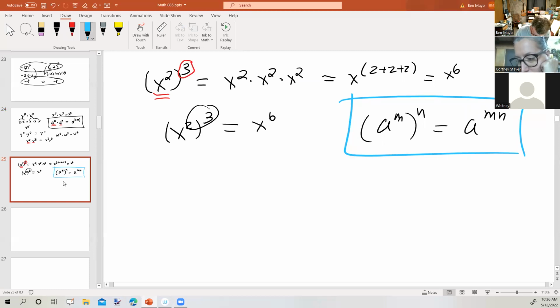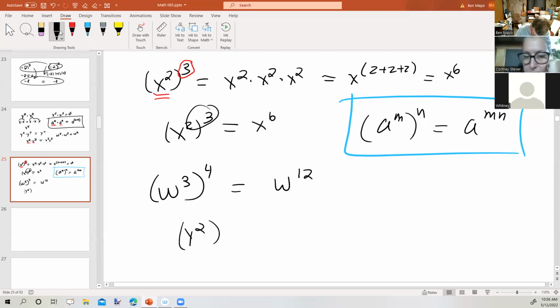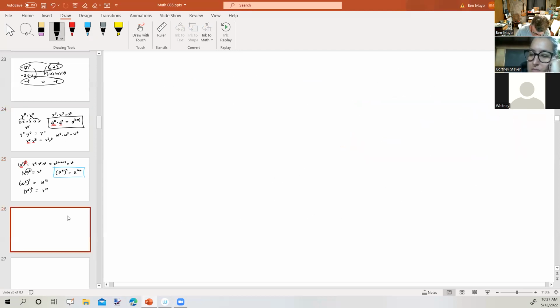So for instance, w cubed to the 4th power would be w to the 12th power. y to the 2nd to the 6th power would also be y to the 12th power. Now, let's take a look at these two rules. Maybe we should put them side by side.